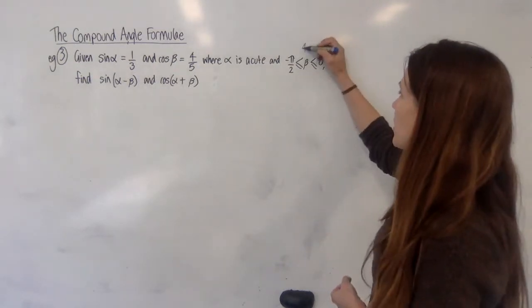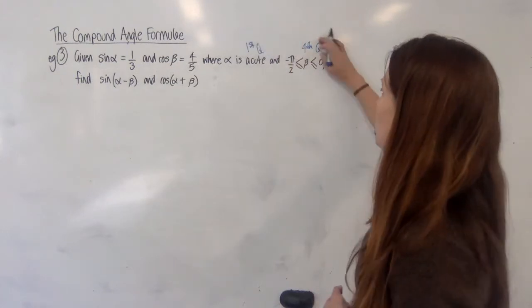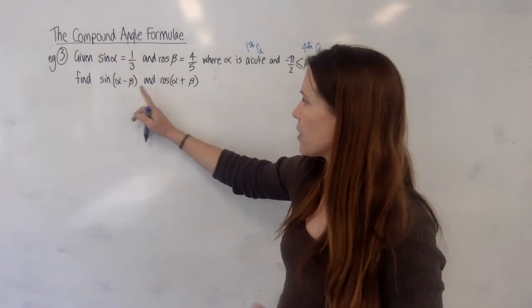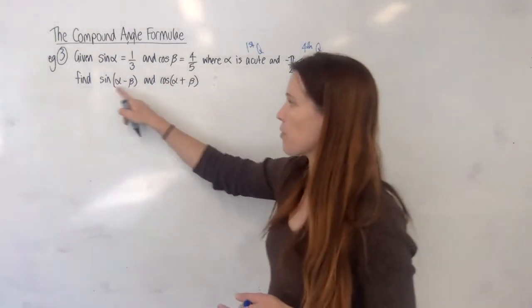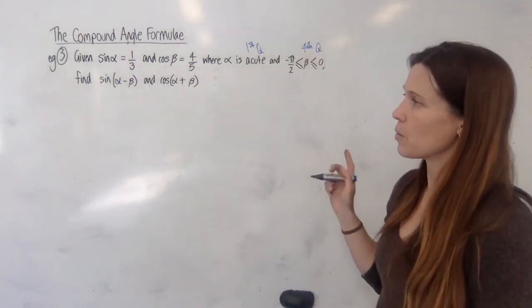So jot down things like that, fourth quadrant and first quadrant, next to your question so that you can really see clearly what you're doing. We need to find sine of alpha minus beta and cos of alpha plus beta. Now we've got formulas for these two, and we can just generate out that formula, but there's going to be some things that we don't know.